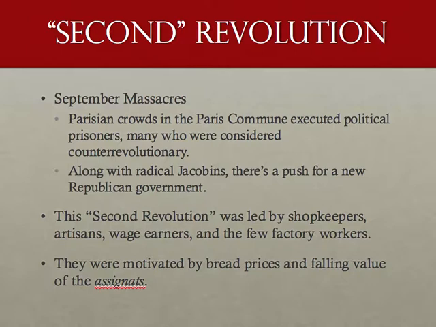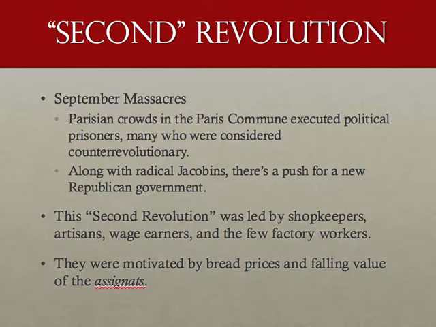This is a more radical revolution. It's radicals aligned with the Jacobins, the push for the Republic. It's not led by the educated middle class lawyers and bankers and doctors. It's led by shopkeepers and artisans and factory workers and wage earners. And they want a very different France. They don't even want what these middle class folks want. They want something that works for all people, and they want a republic.